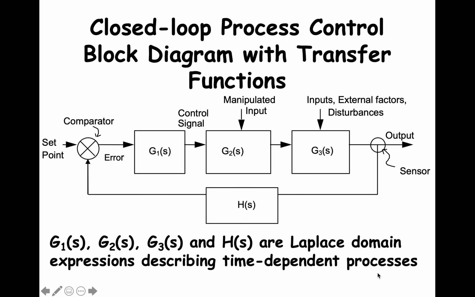This slide shows the same closed-loop process control block diagram with transfer functions in the four blocks of interest. The transfer functions are given by G1(s), G2(s), G3(s), and H(s). Each block has an input and an output. The transfer function describes how the time-dependent input is transformed into the output in mathematical terms.